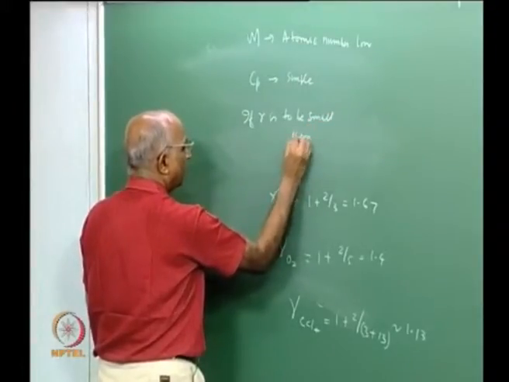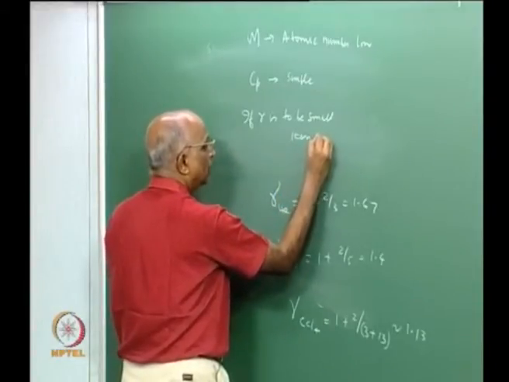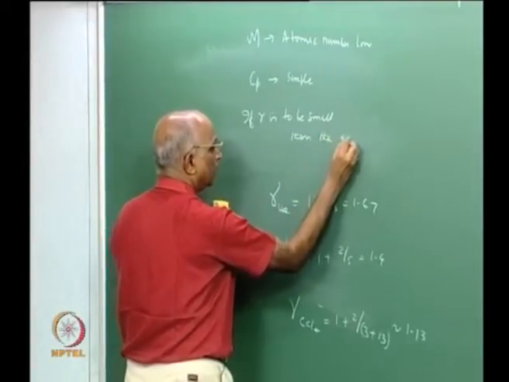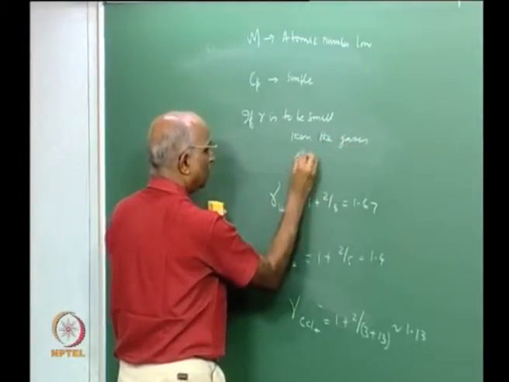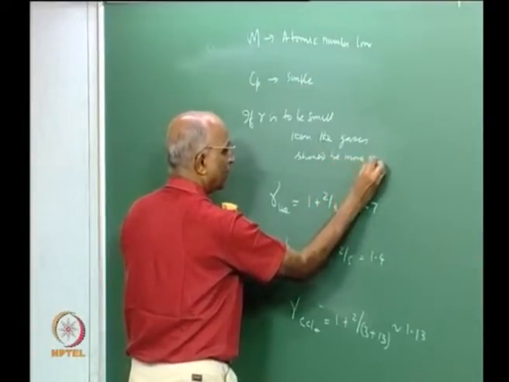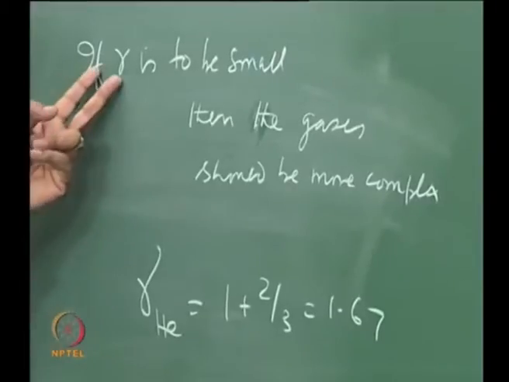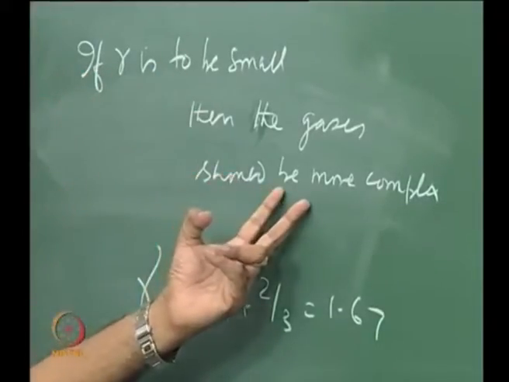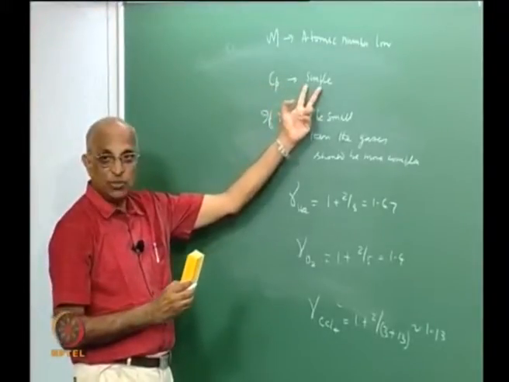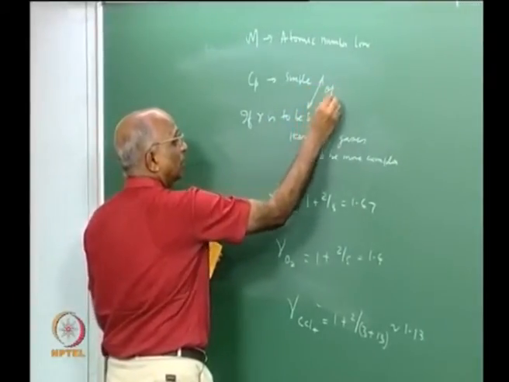then the gases passing through the nozzle should be more complex, right. Gamma requires to be small, so the gases must be more complex, but for Cp to be small, the gases must be simple. It is just opposite of what we want.